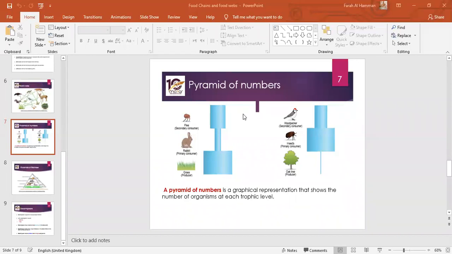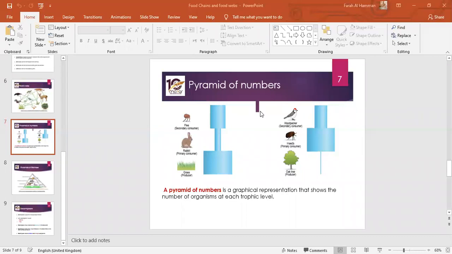Just to quickly remind you, when you construct pyramids of numbers, please always remember that there's no rule for you to follow. There's nothing for you to memorize. There are no sets of instructions that you can memorize and then apply in order for you to always construct a pyramid of numbers. You will have to think. You will have to link. You will have to use your common sense, your background knowledge, your general knowledge to construct pyramids of numbers. Okay?